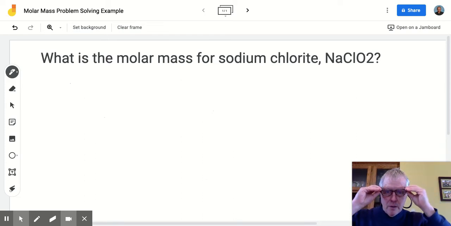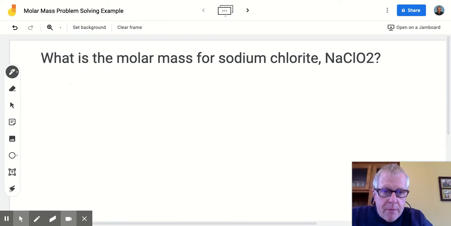Here's a problem off of your molar mass practice activity, and it is sodium chloride. Na is a +1 charge, and ClO2 is a polyatomic ion for chloride, and it's a compound. But how would we solve for the molar mass of that?